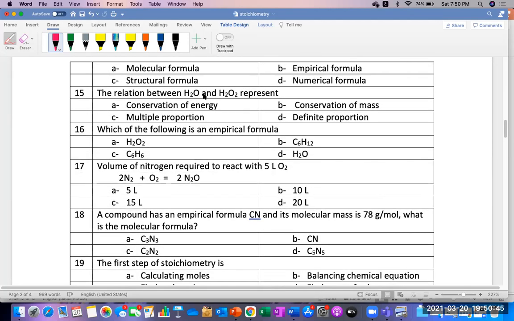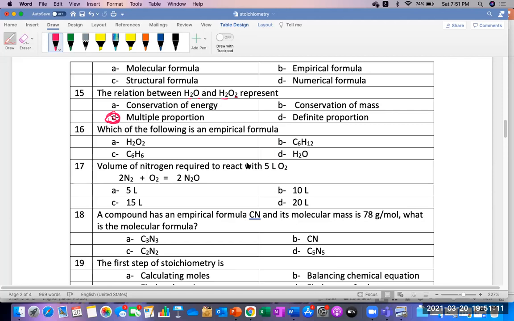The relation between H2O and H2O2 represents, okay, I didn't think we covered this point, but I will say it. The relation between two compounds that have the same elements, but the ratio between the elements inside the compounds is different, this will be a multiple proportion, okay? So this will be a multiple proportion. If you have two different compounds forming from the same elements, but they have different ratios, this will be multiple proportion.